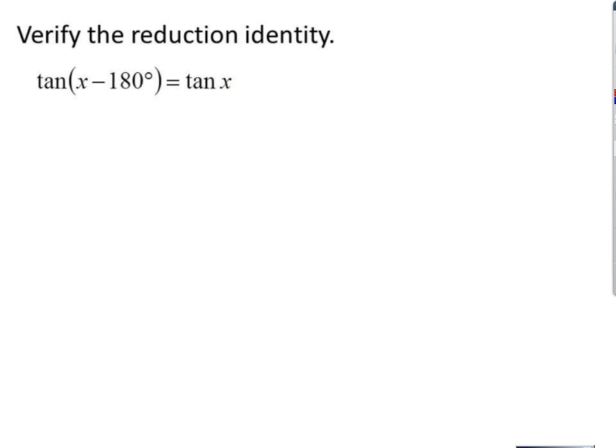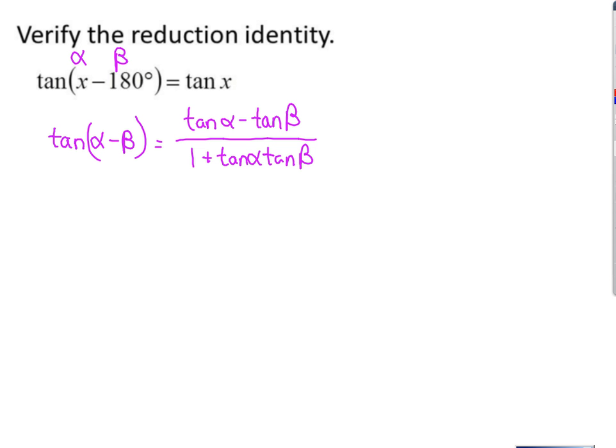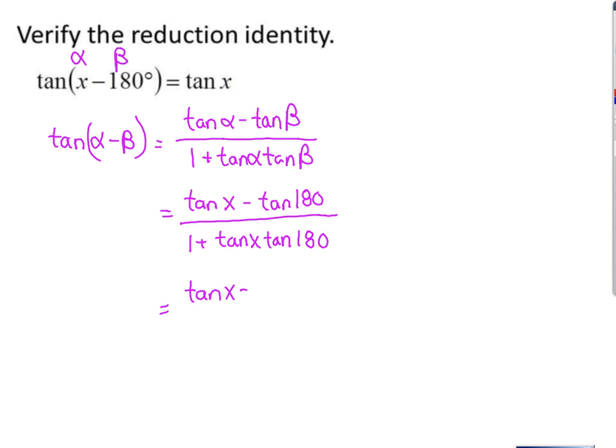Let's verify this reduction identity. Same thing again, this is tangent and it is a difference. So we're going to use our tangent difference identity. So if we substitute in our values, we're going to have the tangent of x minus the tangent of 180 over 1 plus the tangent of x, tangent of 180. Now the tangent of x is just the tangent of x.